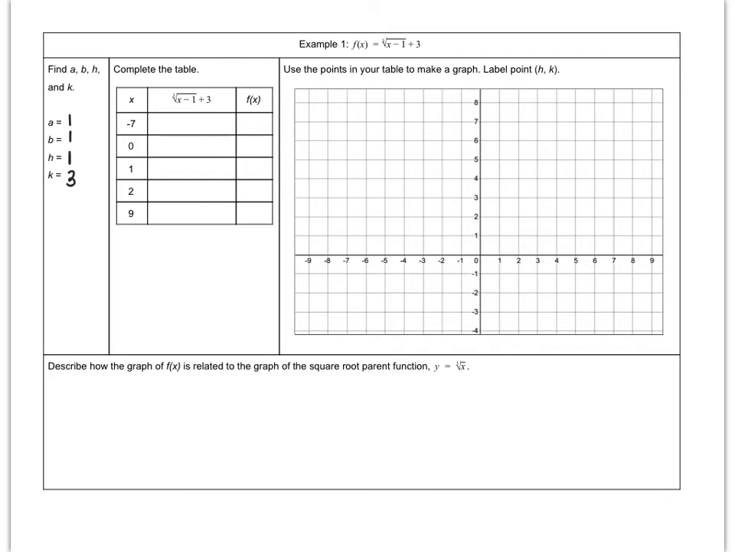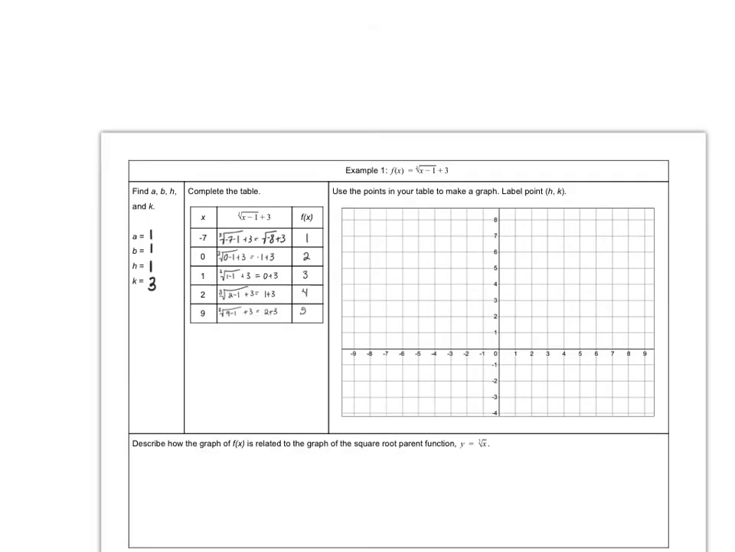Now I can complete my table by substituting my x values into the function. So I've completed my table and now I'm ready to plot my points. There they are, so I can connect these now and arrive at something kind of like that. Of course, I should be going through that middle point there. Actually, that middle point is pretty important. That's (h, k).